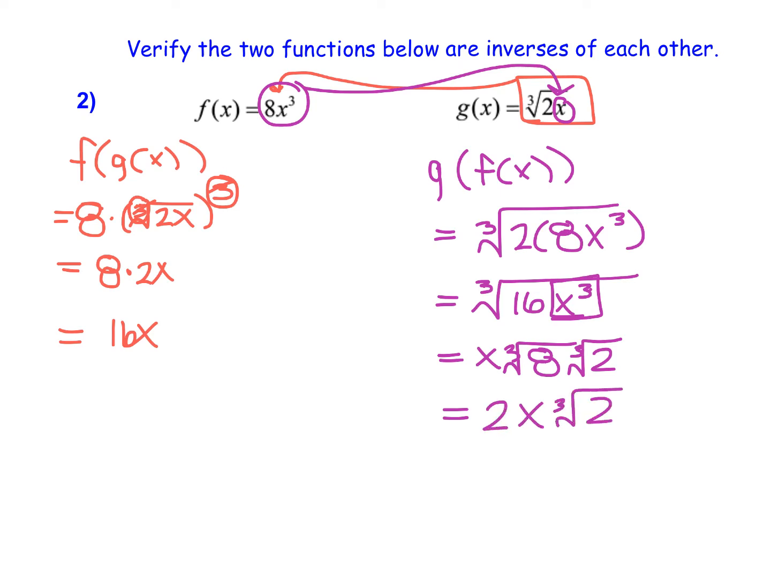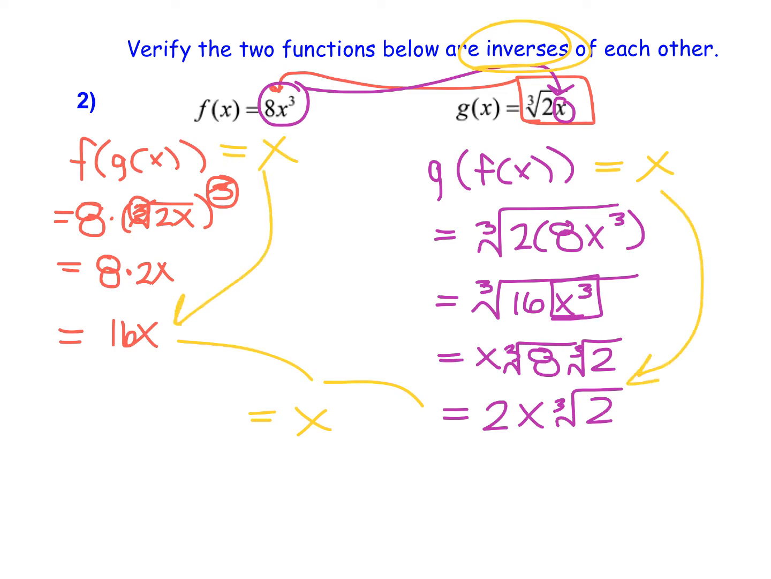Now when I look at these two examples, what I notice is that neither one of them equals x, which is a problem. If these are inverses of each other, this is going to equal x, and this is going to equal x. But this one equals 16x, and this one equals 2x times the cubed root of 2.